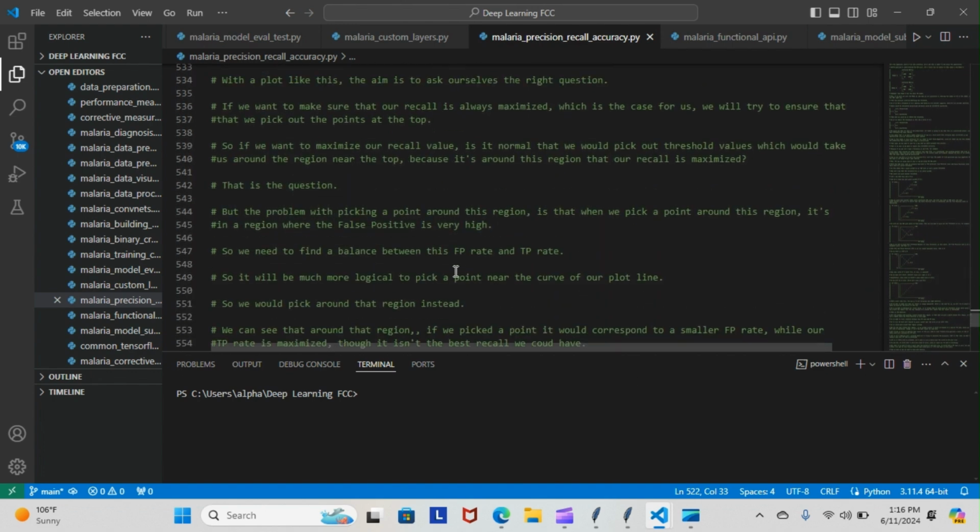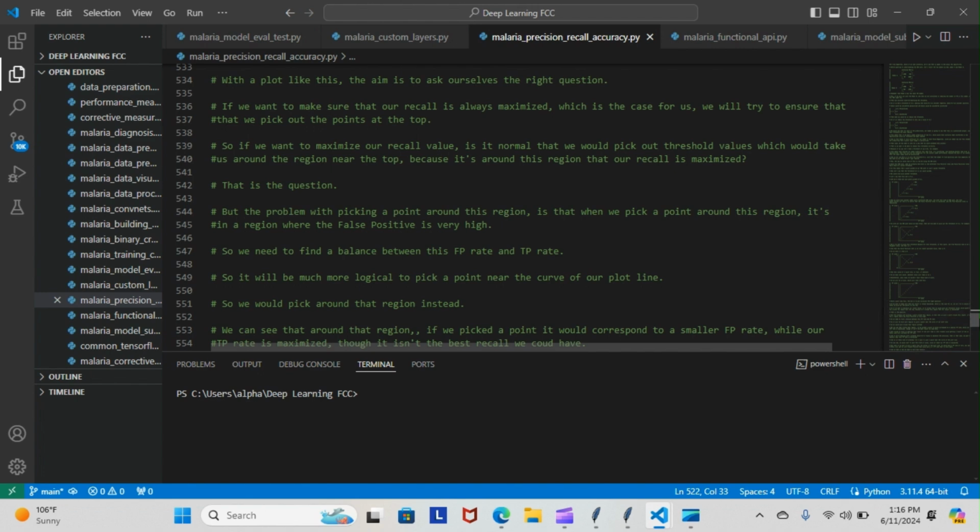But the problem with picking a point around this region is that it's a region where the false positive rate is very high, like I just showed you. So we need to find a balance between this FP rate and TP rate. So it would be much more logical to pick a point near the curve of our plot line, so we could pick around that region instead.